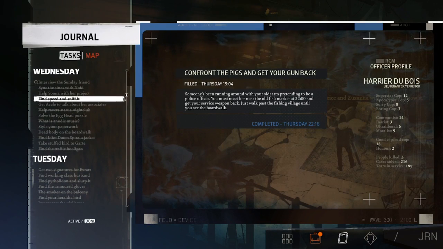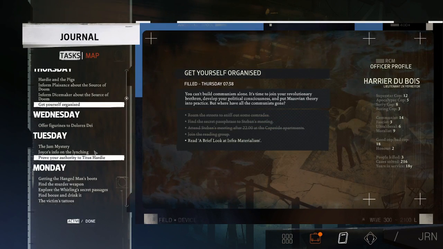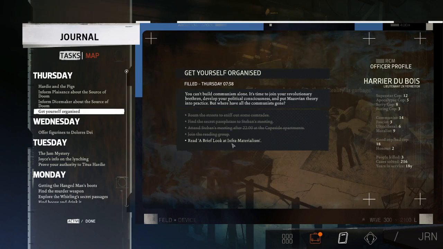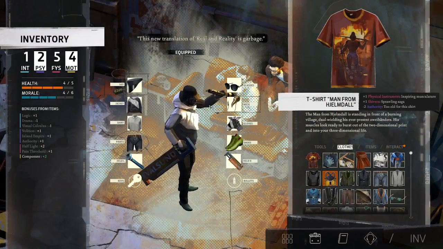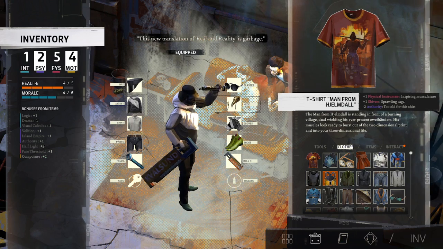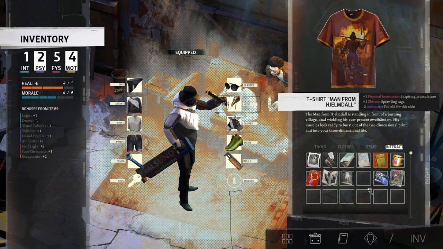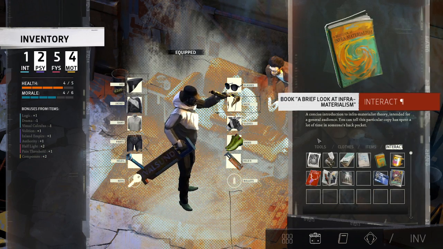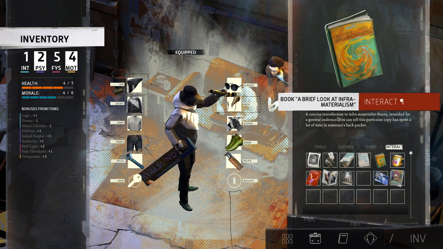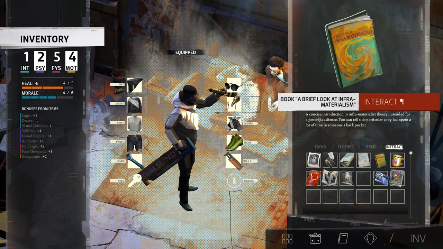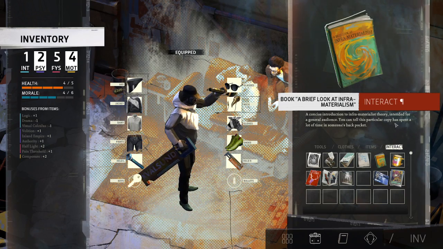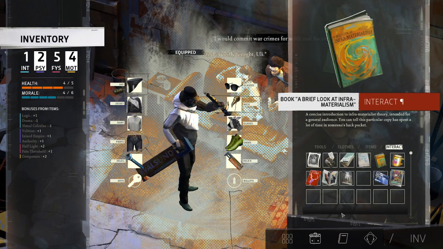Nice, we did it. A Brief Look at Infra-Materialism. Why don't we do that right now? Because that's an introduction to the Infra-Materialist theory intended for a general audience. You can tell this particular copy has spent a lot of time in someone's back pocket.